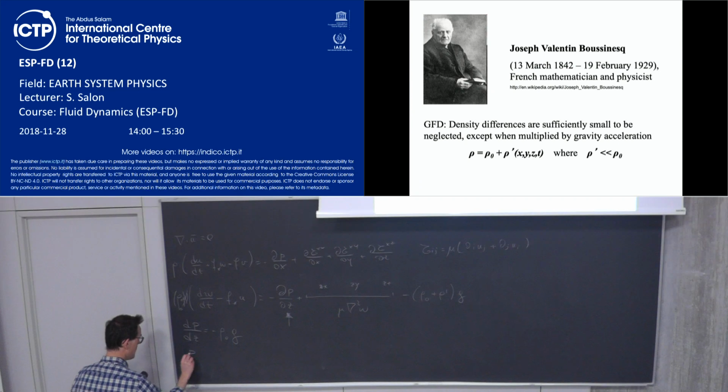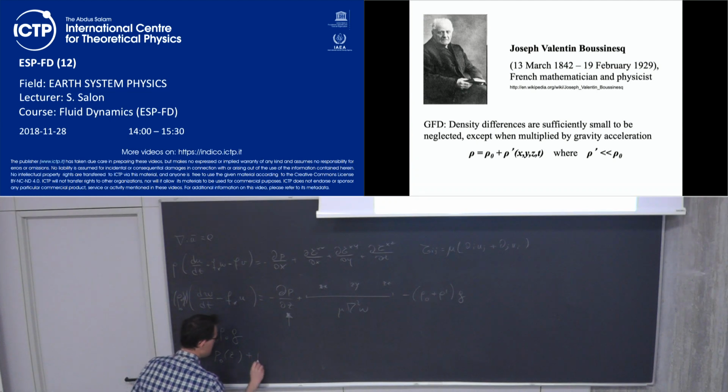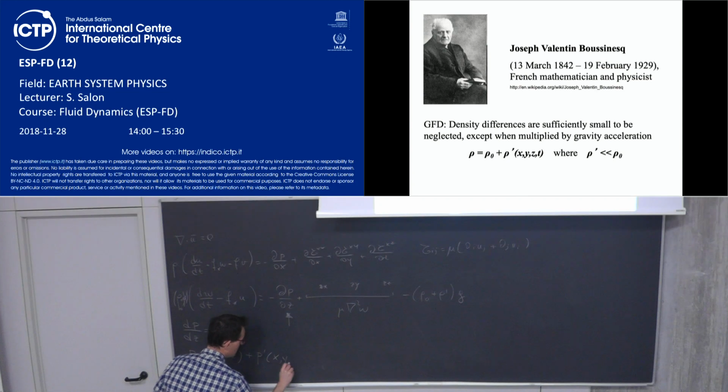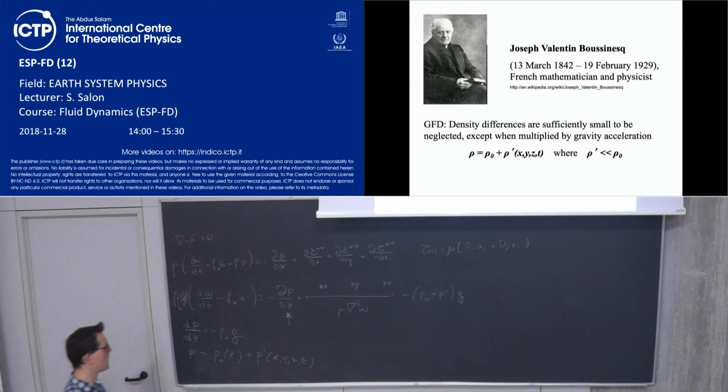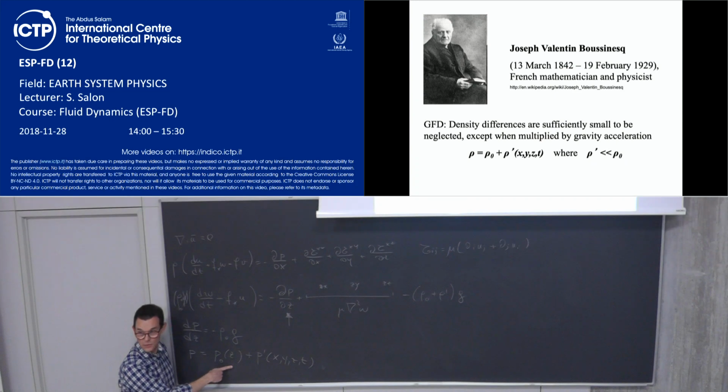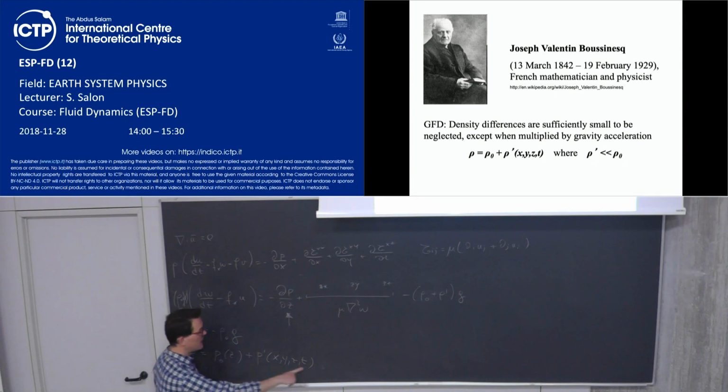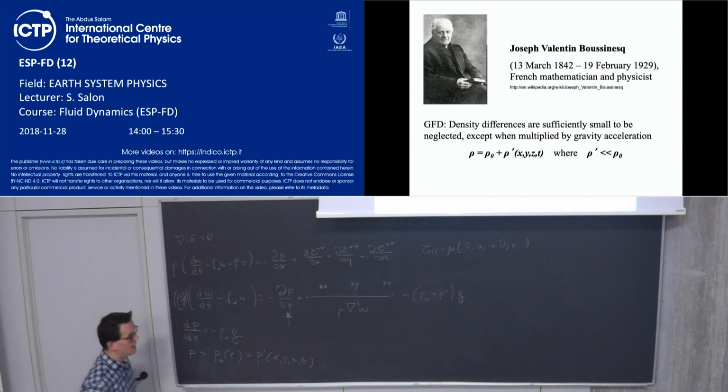write P as P0(z) plus P prime(x, y, z, and t). Okay? So we apply the same point of view of the Boussinesq equation also to the pressure field. And we divide the pressure field into a term which is only related to z, so it's related to the hydrostatic component, and the other one which is, again, a sort of perturbation of the pressure field. Okay?